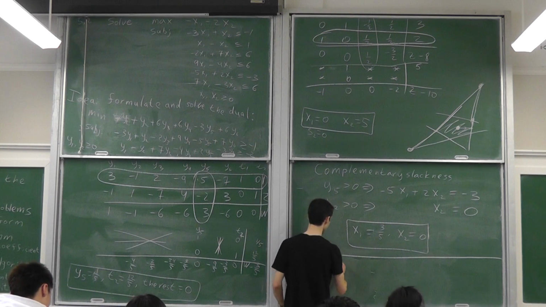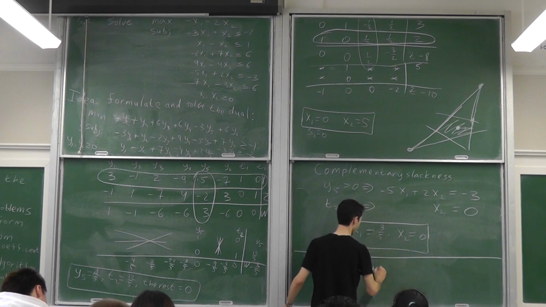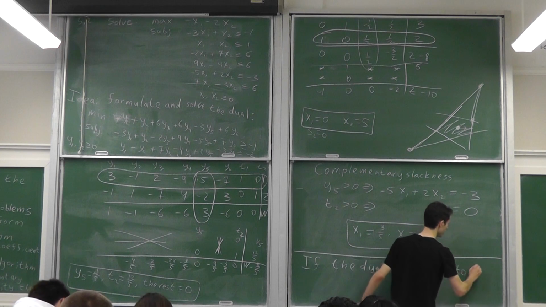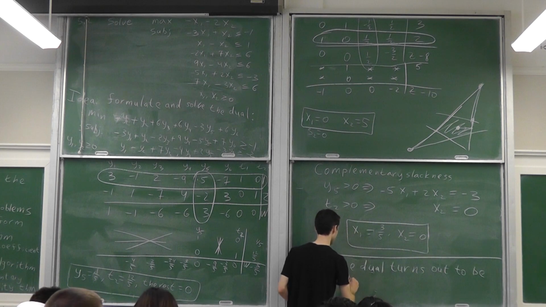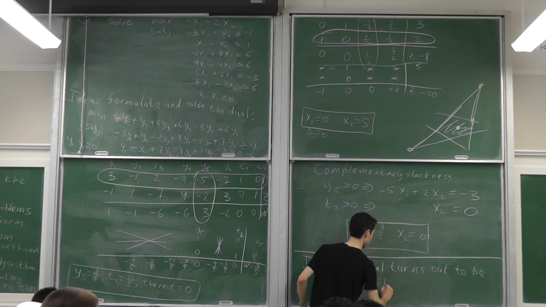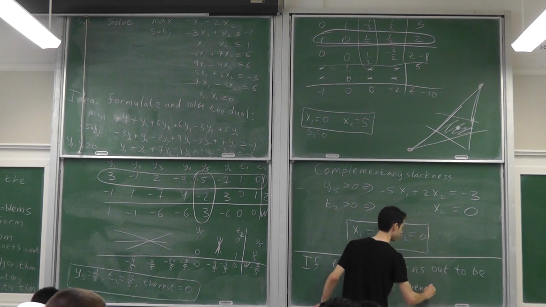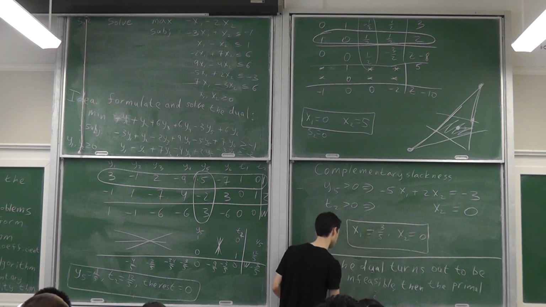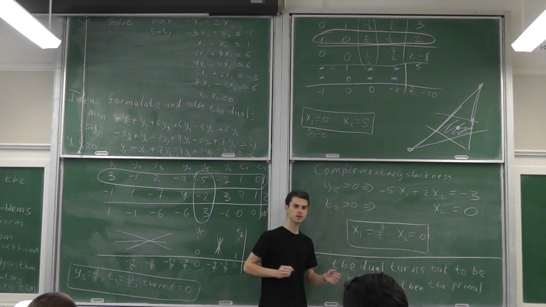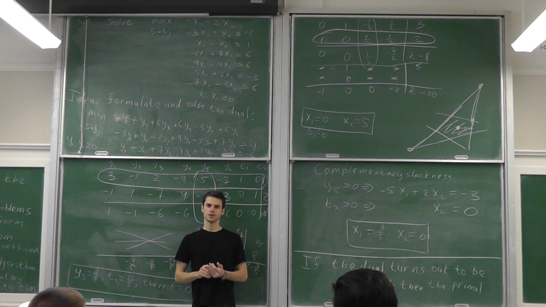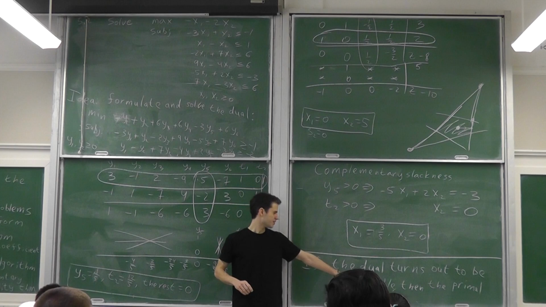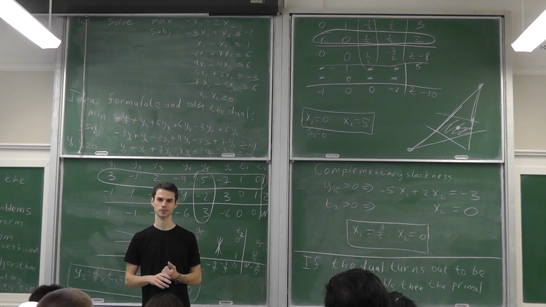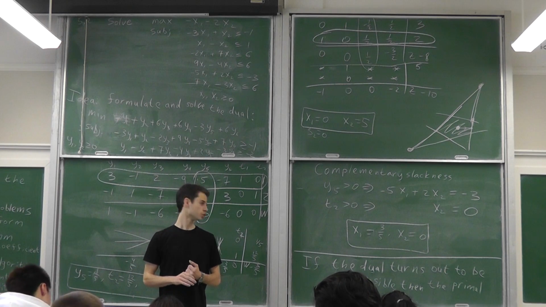What conclusion? If the dual turns out to be infeasible, then the primal is... so basically, okay, so maybe any suggestions? What can you conclude from this? It could be unbounded. Could be unbounded, yes.